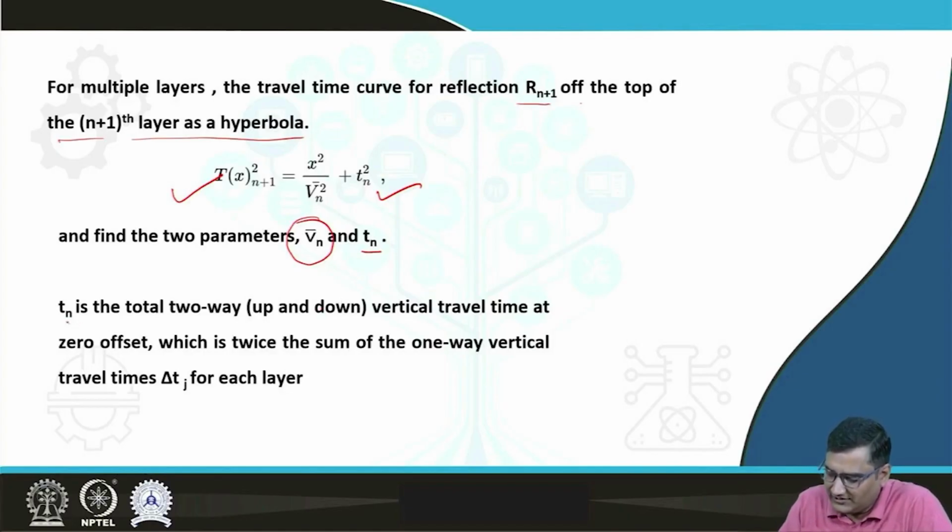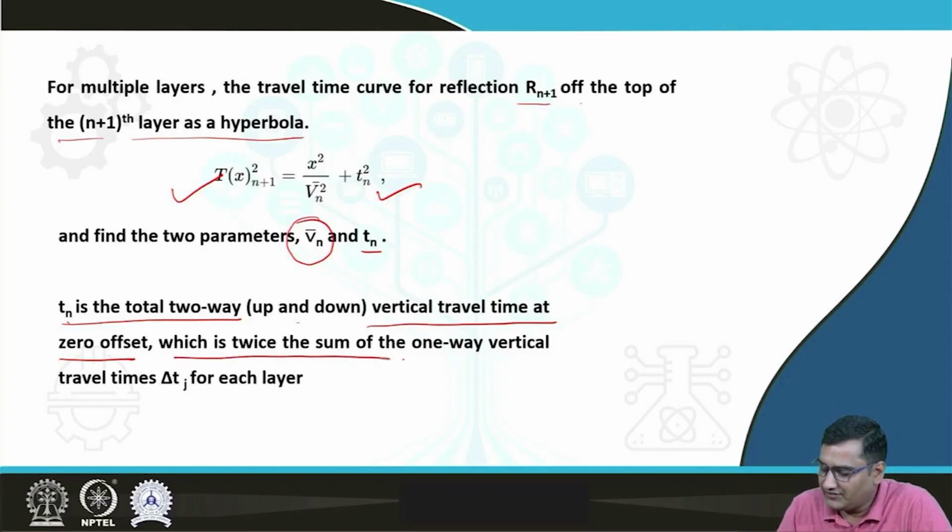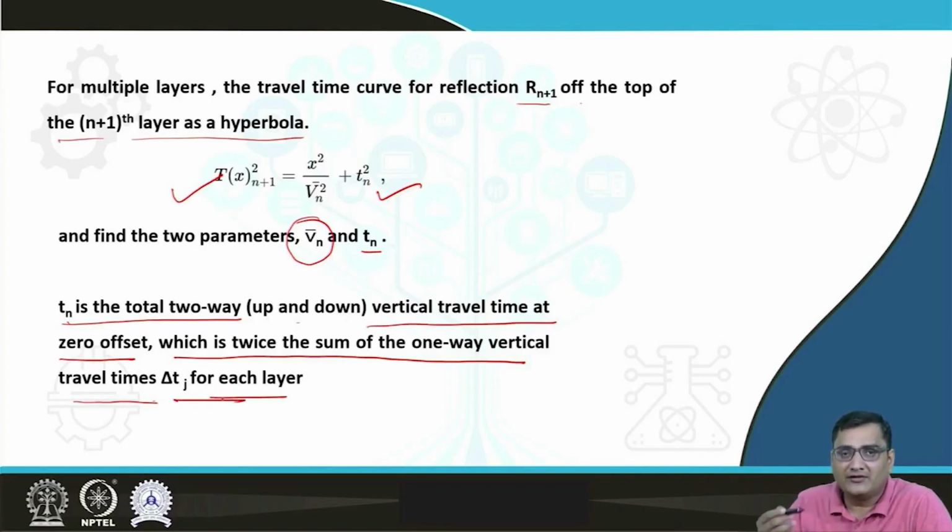So Tn is the total two-way up and down vertical travel time at 0 offset, which is twice the sum of the one-way vertical travel time delta tj for each layer. Okay, so it is the two-way travel time when there is a 0 offset.